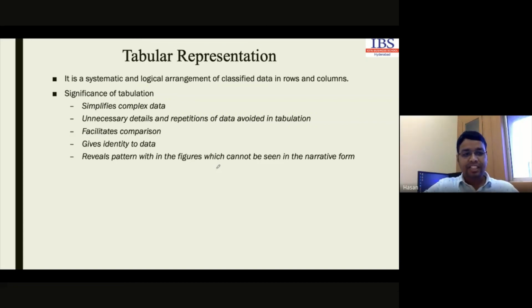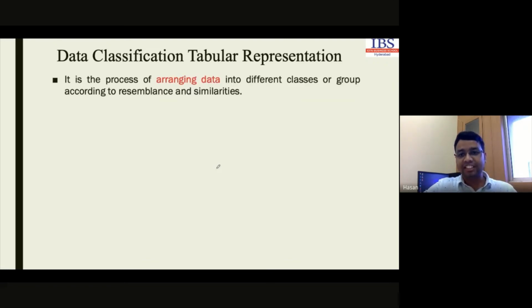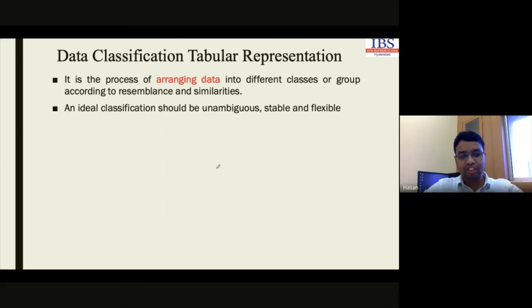When we are going to represent our data in tabular form, we have to classify the data, arranging it into different groups that resemble similarities. Whenever we do classification of the data, an ideal classification should be unambiguous. Unambiguous means it should be simple, not complicated, stable and flexible in nature.